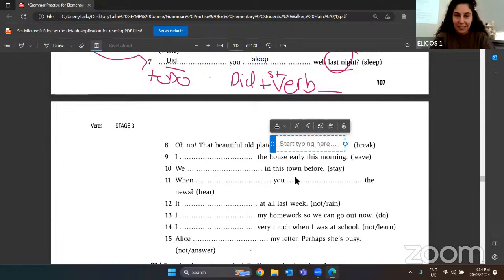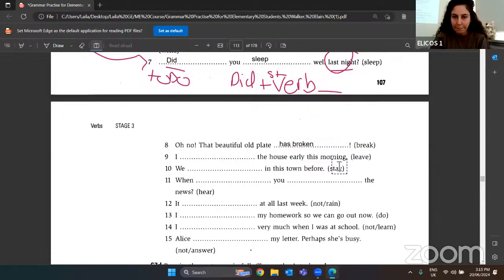Oh no, that beautiful old plate has broken. No specific time, so has broken. So maybe this action just happened a few minutes ago. It's a very recent past action. And it didn't say yesterday it broke or last week. It's just, oh no, that beautiful old plate has broken.